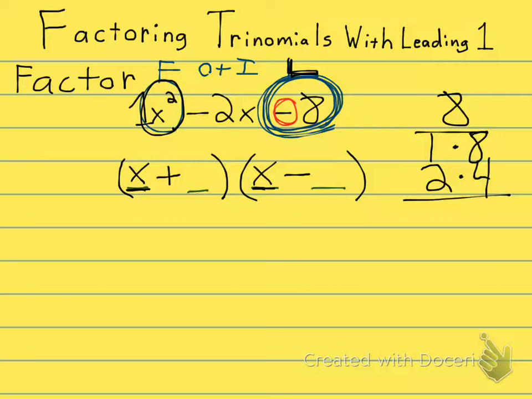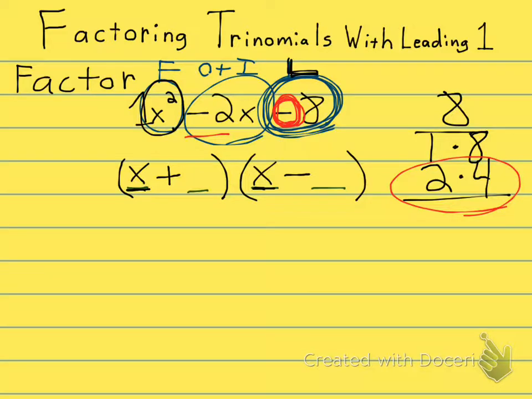Okay, now I need to look at my middle term. My middle term is going to tell me if it's 1 and 8 or 2 and 4. Now, because this last sign is a minus, I am subtracting to get the negative 2. Which of these two are going to subtract to give me a 2? 2 and 4 are going to subtract because 2 minus 4 takes away that positive 2 and ends up with a negative 2. Okay, so what he's saying is it has to be a 2 and a 4.